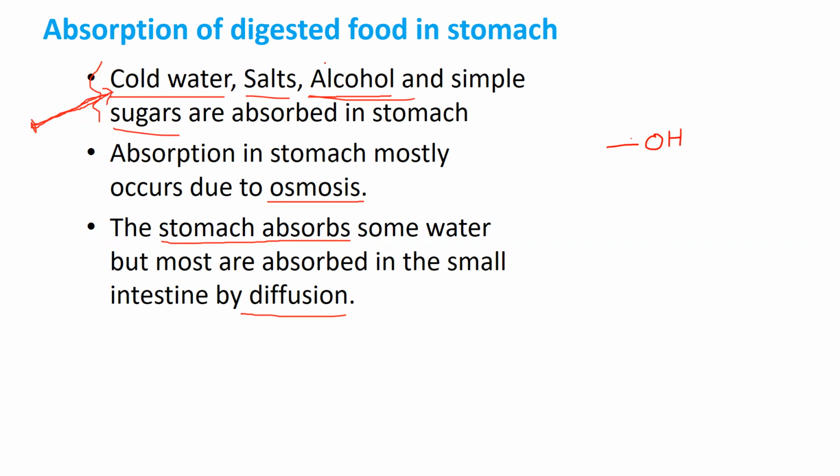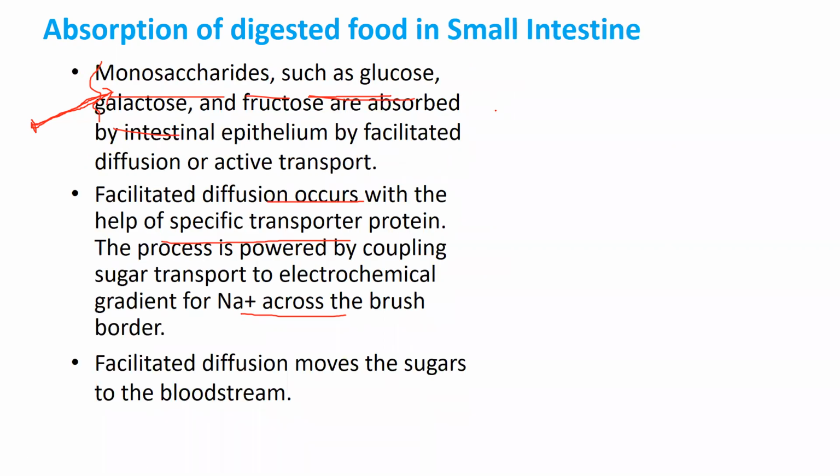Bhavya, have you written it? Okay. Now let us talk about absorption that is going to occur in the small intestine. Primarily, the monosaccharides are glucose, galactose and fructose, right? All these are monosaccharides, and they are going to be absorbed by the intestinal epithelium present in the villi by facilitated diffusion or active transport. Either of these two things can happen for the absorption of monosaccharides.